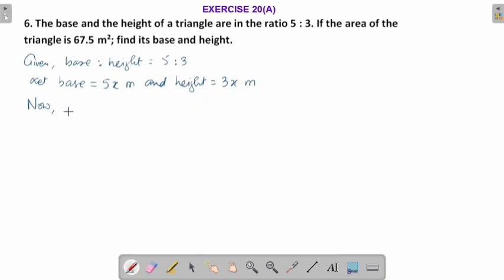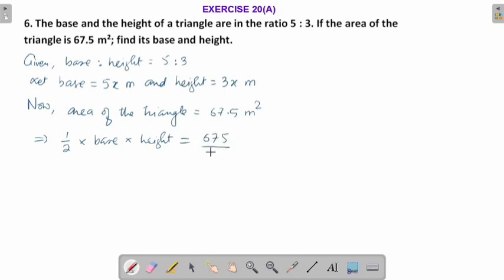Now what is given to us? The area of the triangle is given to be 67.5 meters square. What's the formula for area of a triangle? Remember, we have been given base and height. So my area is half into base into height, which is given to be 67.5. Can I write this as 675 by 10? Yes.